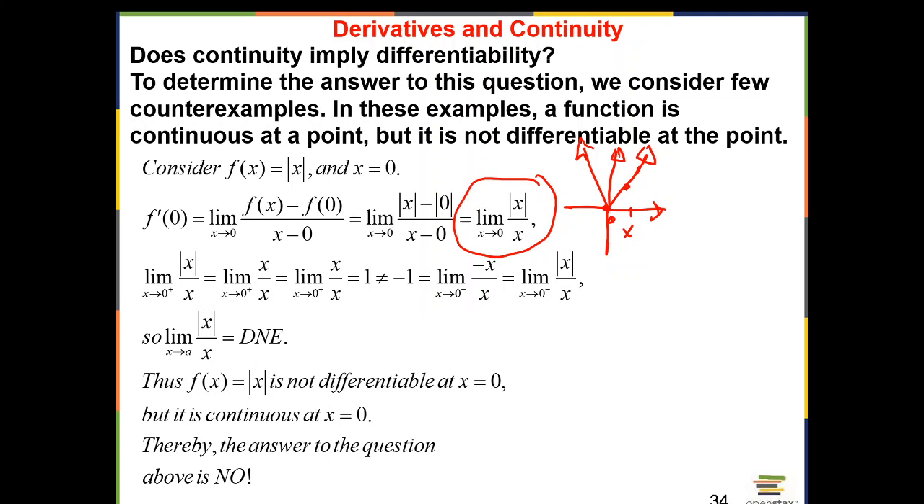So if the limit does not exist, what does that tell you? Well, if the limit doesn't exist, then that tells us that the derivative does not exist, right? So what does that mean? That means this function is not differentiable. But remember, it is continuous at 0. So what does that mean? That means continuity does not imply differentiability. This one example is good enough to refute that idea. But we're going to look at more examples, okay?